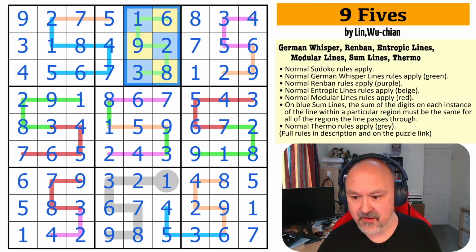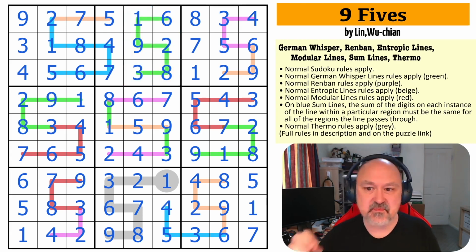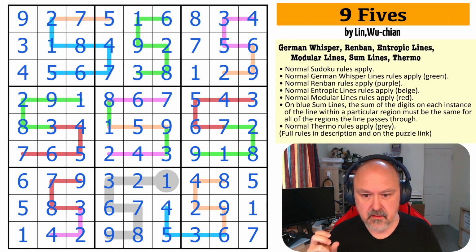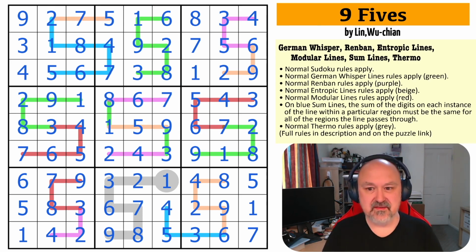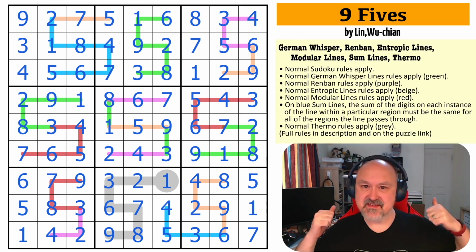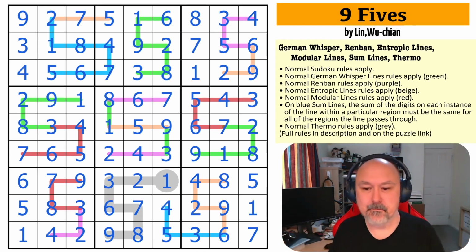Probably could have got rid of that colouring ages ago. That is beautiful. Yeah. That is a really, really cool puzzle. Absolutely stunning. 9 5s gets 9.5 out of 10. That is great.